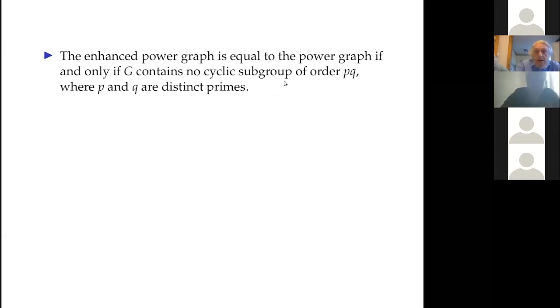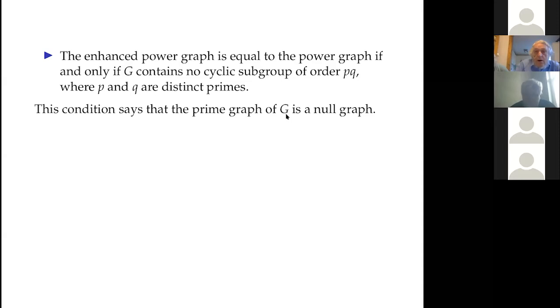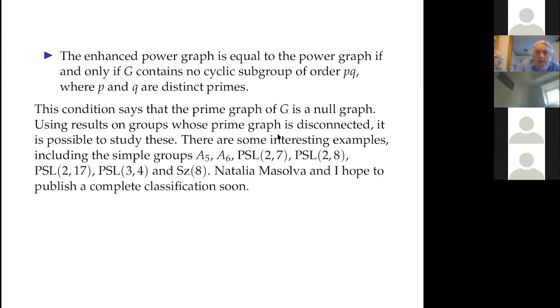So what does that say? There are no subgroups of order pq, no elements of order pq. So the Gruenberg-Kegel graph of G is the null graph. It has no edges at all. So the exact criterion for these two graphs to be equal is that the Gruenberg-Kegel graph is the null graph.